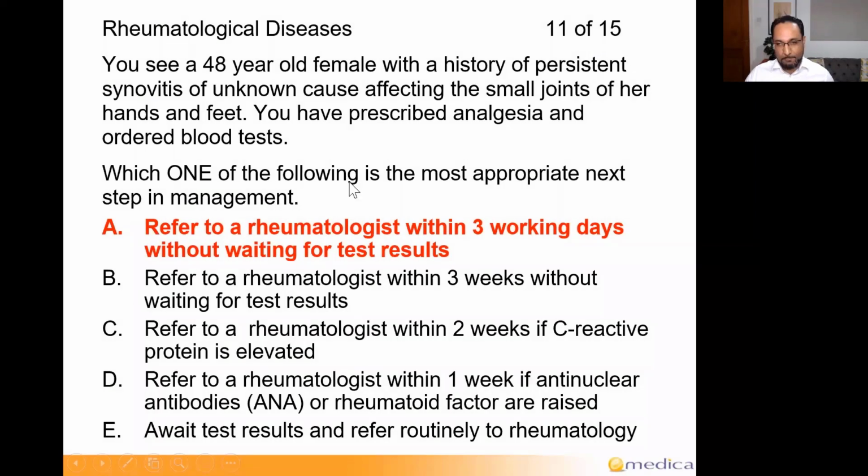Correct answer is A, refer to a rheumatologist within 3 working days. Don't wait for those test results to come back. Why is that? Because it's affecting small joints of our hands and feet. That's one of the red flags that warrants an ultra fast referral within 3 working days, because all patients with suspected rheumatoid should be referred within 3 weeks, but those with red flags, it's even quicker than that. Okay, so A is the right answer.